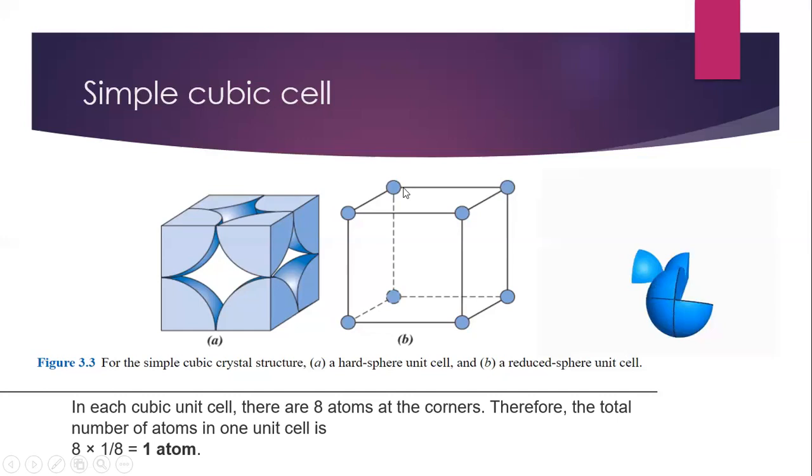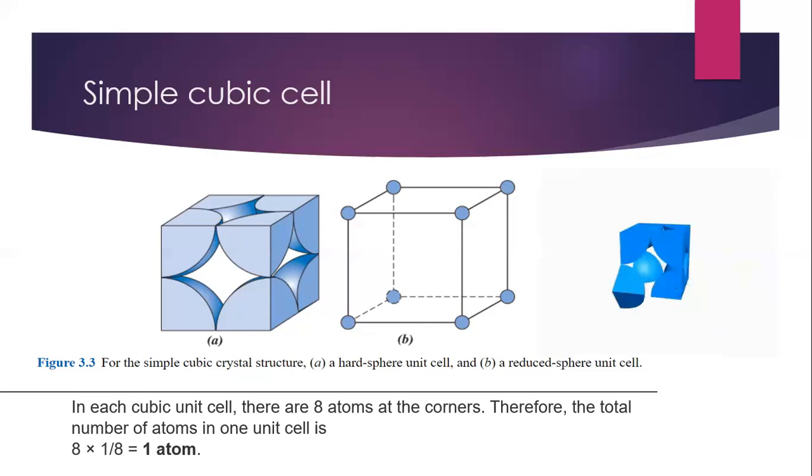Therefore, the total number of atoms in a unit cell is 8 into 1/8, which is equal to 1 atom. Yes, the formation of 1 atom. Hope you understood. So please remember, in a simple cubic cell, the corner atoms contribute, and 1/8 part of every corner atom is inside the unit cell. 7/8 part is outside the unit cell. So we count only the part of the atom that is inside the unit cell. So a simple cubic cell consists of 1 atom.